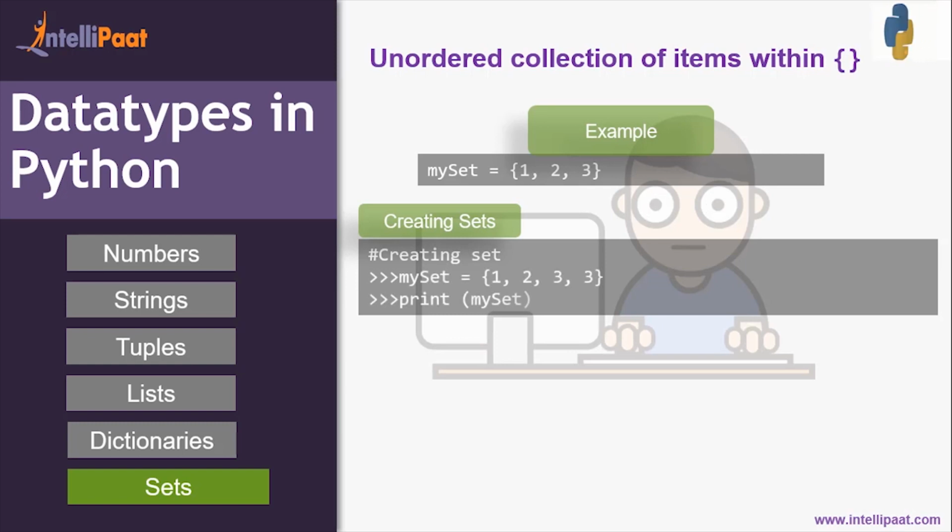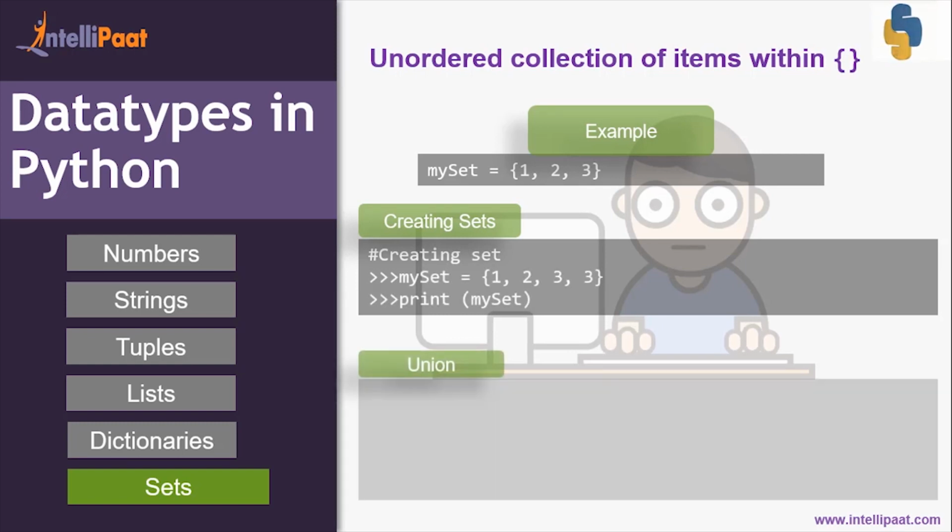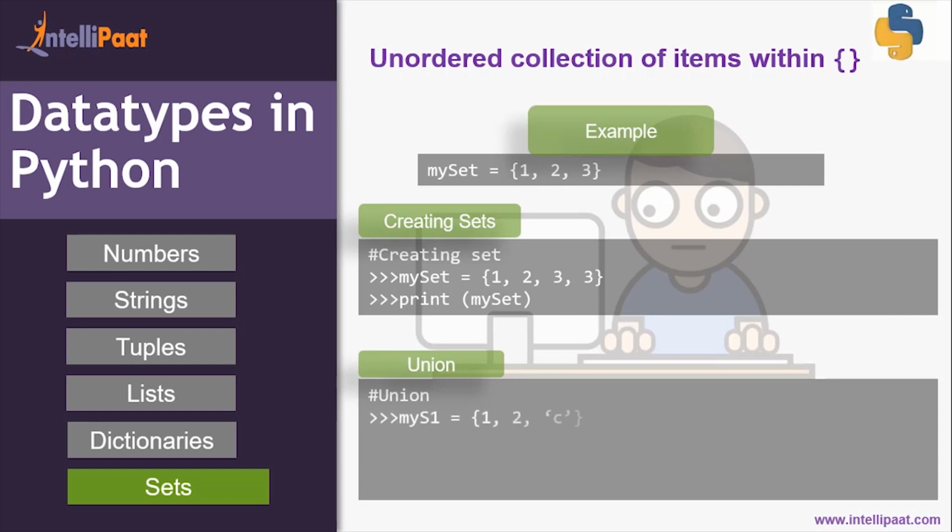Alright. Next is union. Well, union of two sets returns all the values from both the sets. For example, my set S1 equal 1, 2 and C. My set S2 consists of 1, B and C. So if I am performing a union on it, it is returning me with 1, 2, C and B. So basically what it is doing, it is returning me the values of both the sets.